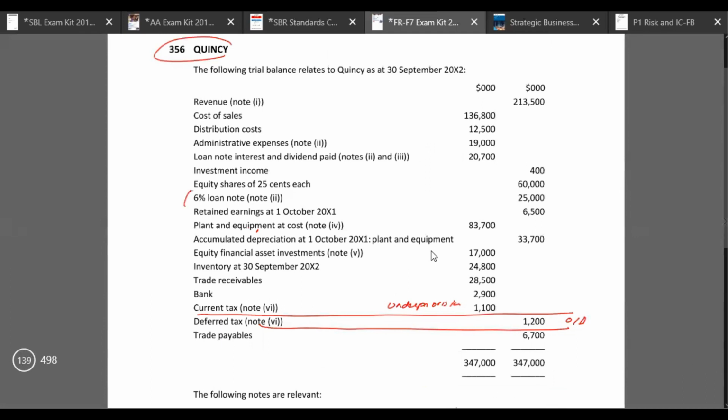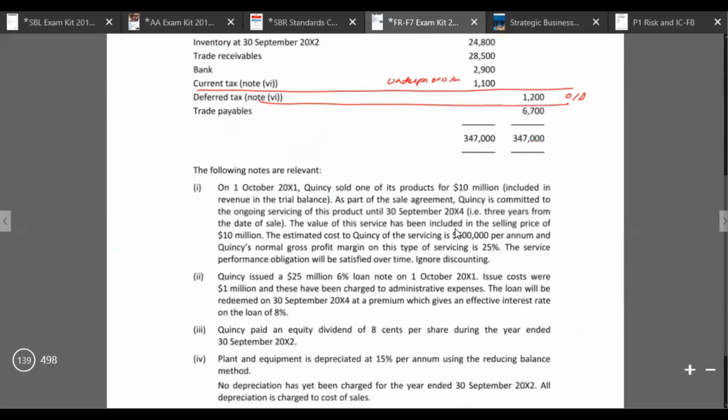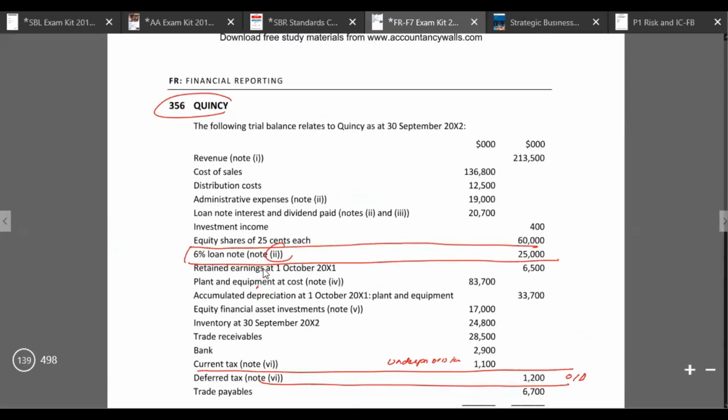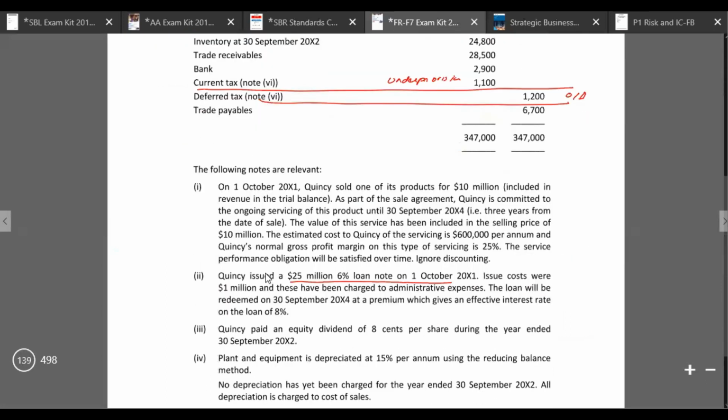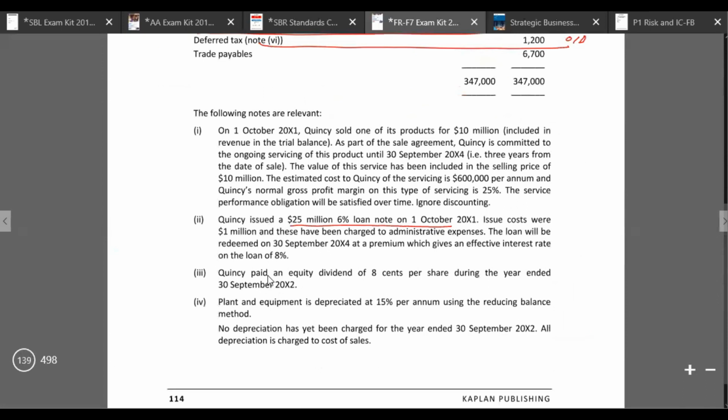In this Quincy question, we have this thing. I'm just going with the sequence, okay? I'm following all the final accounts questions from the Kaplan kit. So 6% loan note, the value is 25,000, and the note which is given is 2. They say Quincy issued a 25 million 6% loan note on 1st October 20x1, and the year end is 30th September 20x2. That means it was issued at the start of the year. Issue costs were 1 million, and these have been charged to the administrative expenses. The loan will be redeemed on 30th September at a premium, which gives an effective rate of 8%.